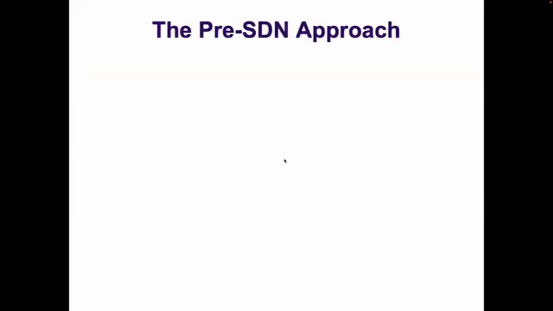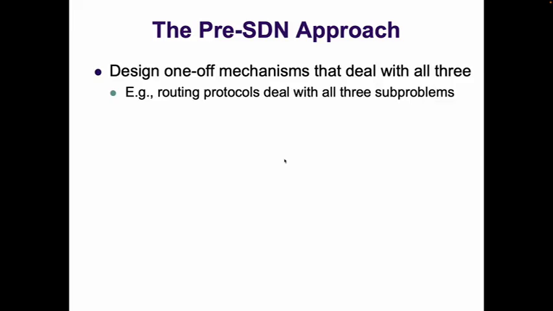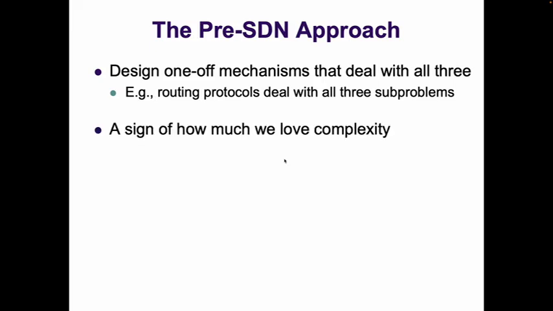So the pre-SDN approach is you design one-off mechanisms for all of these. When you're designing a routing algorithm, Cisco goes and designs a routing algorithm. It's designed around their internal data structures. Then you follow some algorithm that communicates with all the other Cisco routers and exchanges data and so forth. And this is a sign of how much we loved complexity at the time, that we thought this was natural. But if you were in any other field in computer science, they would look at this and say, why are you redoing all this work?